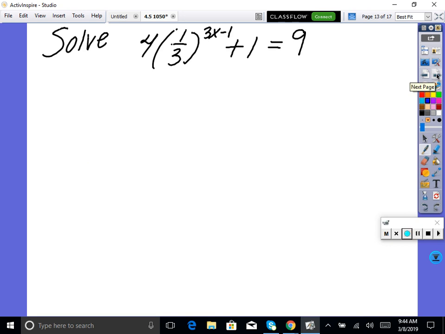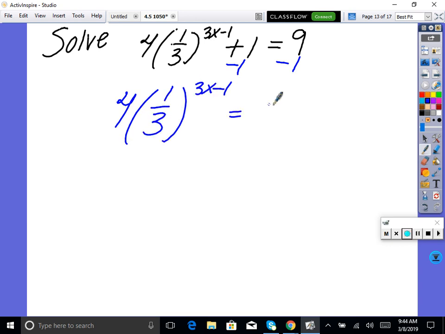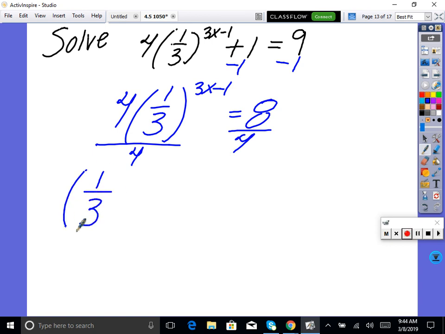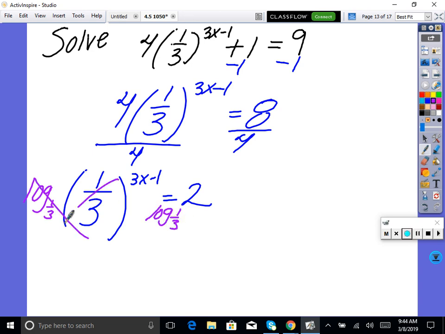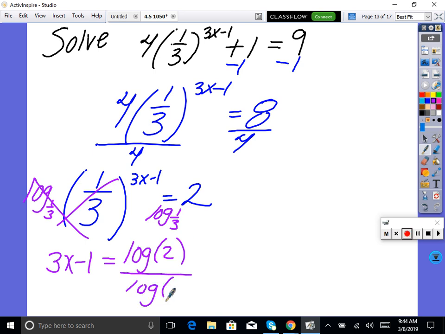People just get thrown off by this fractional base, but don't get freaked out. Watch, it's really this. So we have base 4 raised to the 1/3 power, 3x minus 1 equals 8. Then we would divide by 4 first. Don't log base at that point, because we've got to get rid of the 4. So we have base 1/3 raised to the 3x minus 1 equals 2. From here, just because it's a fractional base doesn't change the math. You're log base 1/3ing both sides. So then we have 3x minus 1 equals, using the change of base formula, log of 2 divided by log of 1/3.